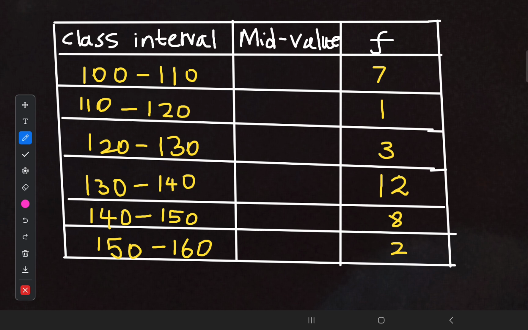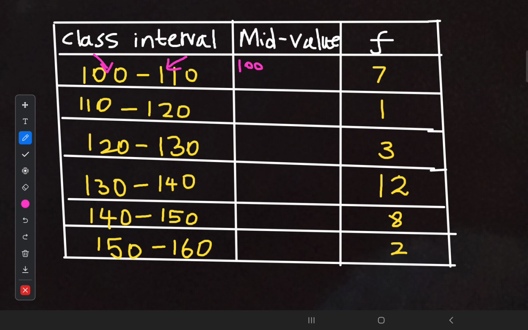To find the mid value, what we need to do is add our lower boundary and higher boundary. The lower boundary is the least one in a class interval, and this is our upper boundary. We have to add these two, lower boundary and upper boundary.